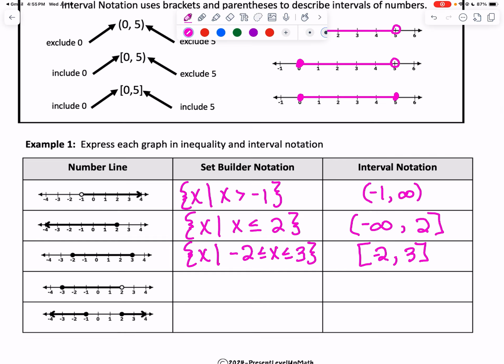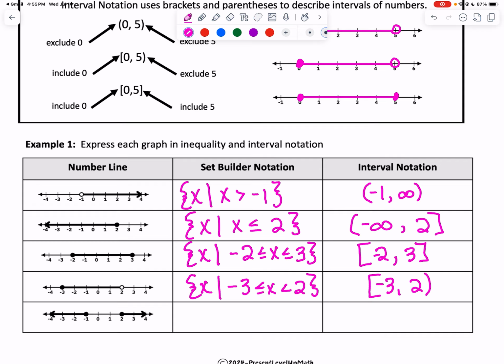In our next example, we have the interval from -3 to +2. So in set builder notation, we have the set of all x's such that -3 is less than or equal to x, which is less than 2. And for our interval notation, -3 is our small number, 2 is our big number. 2 is not included, so it gets a parenthesis. -3 is included, so it gets a bracket.